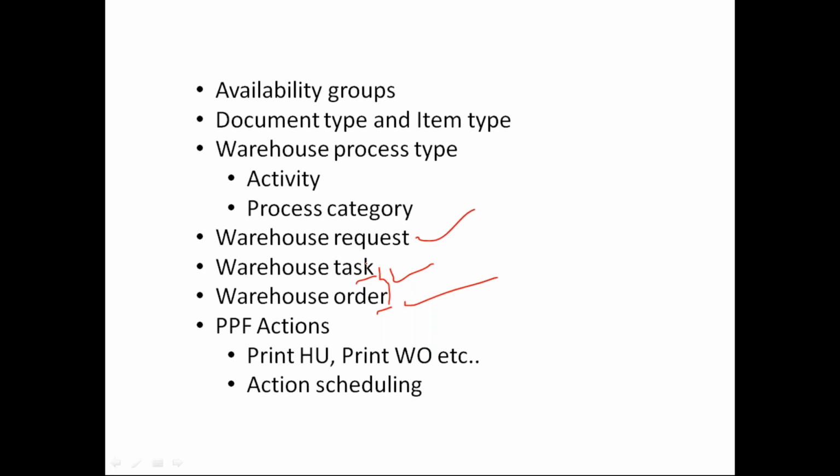In a TO, transfer order, you can have, let's say, 10 items, right? All those 10 items we can call as warehouse tasks. We don't have TR here. If you want to compare that TR, this warehouse request itself can be compared with TR.